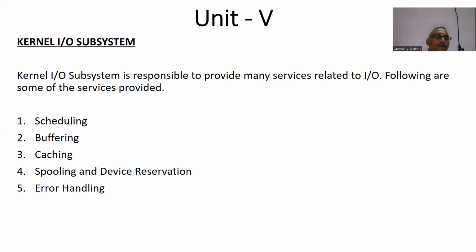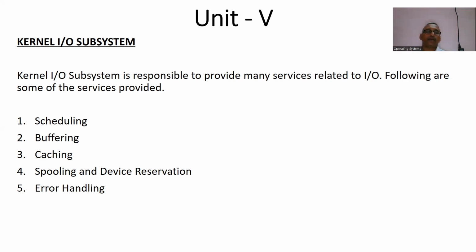Next one, spooling and device reservations. A spool is a buffer that holds output for a device, such as a printer, that cannot accept interleaved data streams. The spooling system copies the queued spool files to the printer one at a time. In some operating systems, spooling is managed by a system daemon process. In other operating systems, it is handled by a kernel thread.